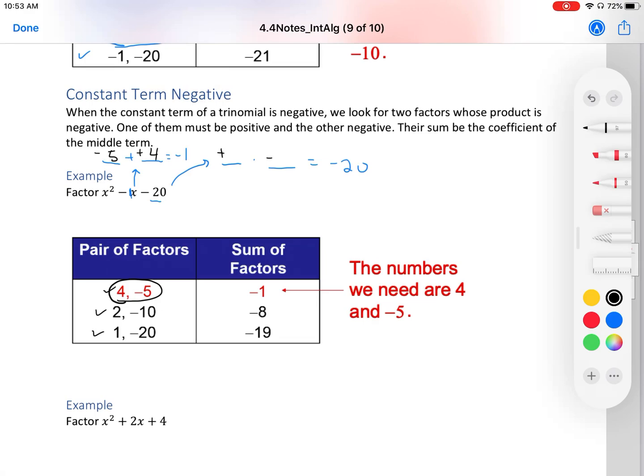Notice that negative 5 plus 4 gives negative 1, and those same two numbers multiplied give me negative 20. So my answer to this problem, we have an x squared, so I'll have x, and I'll keep that 4 and negative 5. So positive 4 and negative 5. These are our factors.